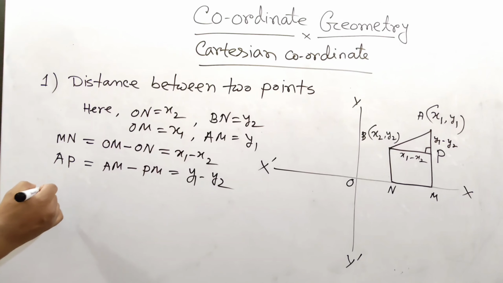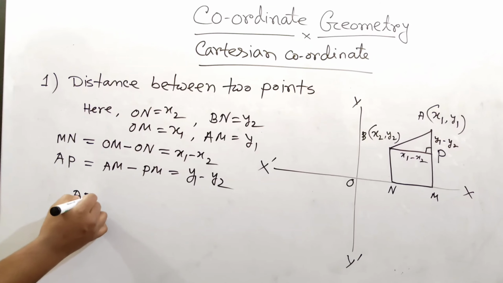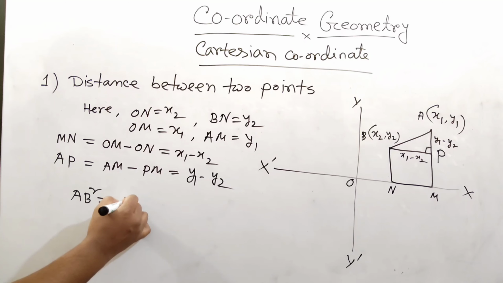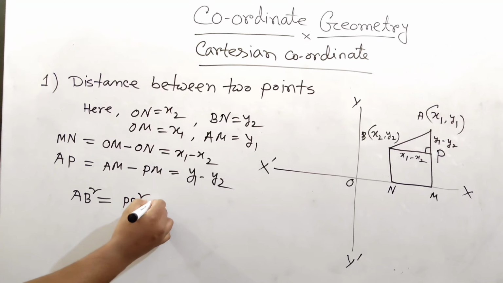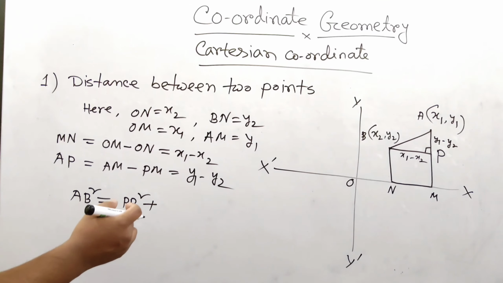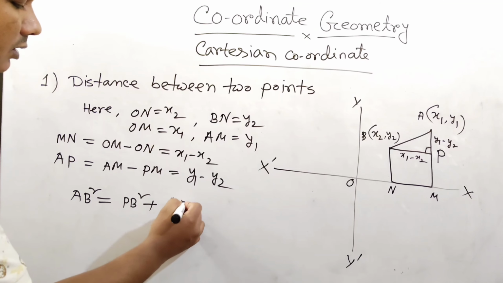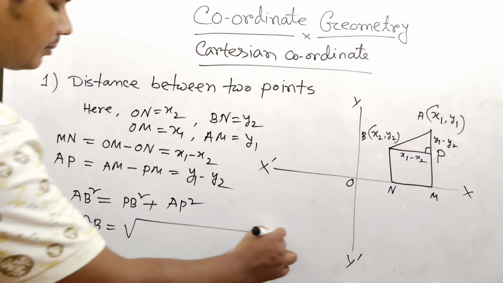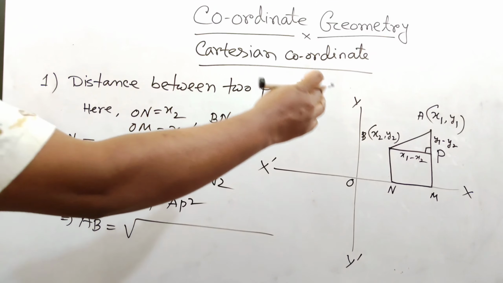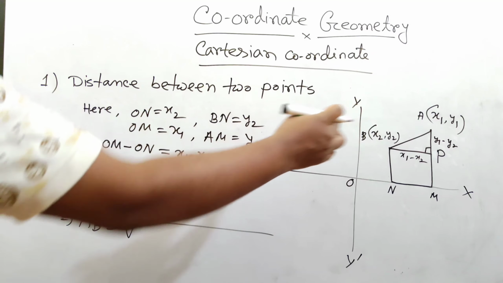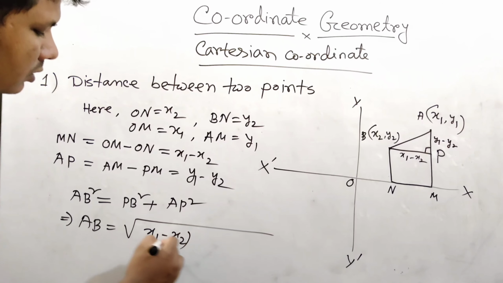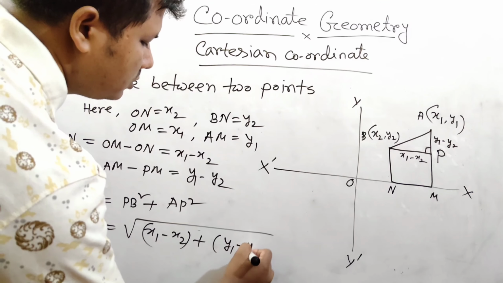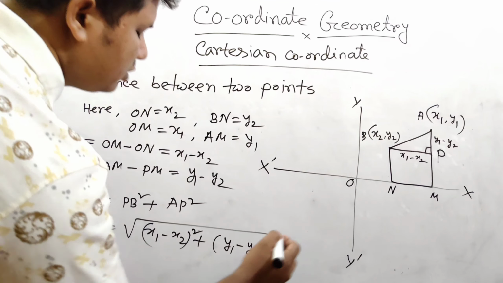Using the Pythagoras formula, AB square, that is hypotenuse square, equals PB square plus AP square. Now if we put in the values, AB equals the root of (x1 minus x2) whole square plus (y1 minus y2) whole square. We must put the square.